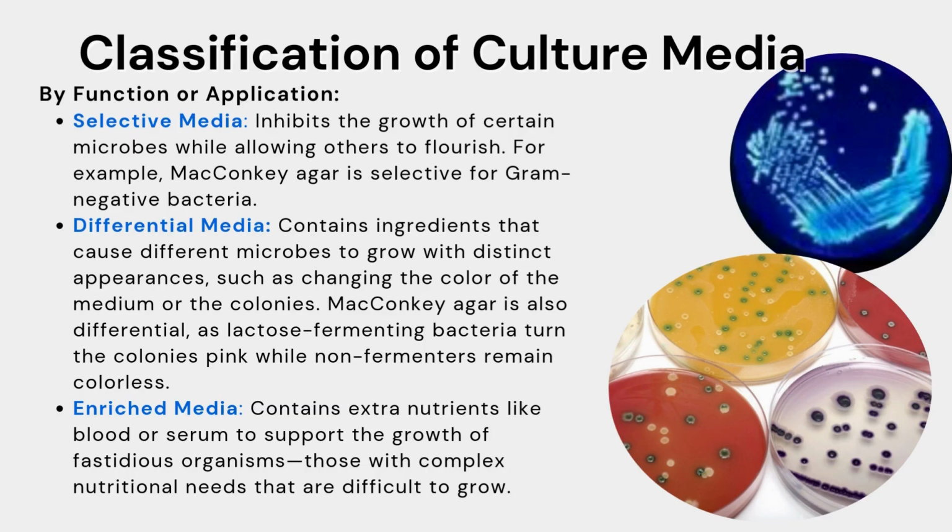The third one is enriched media. It contains extra nutrients like blood or serum to support the growth of fastidious organisms, those with complex nutritional needs that are difficult to grow.